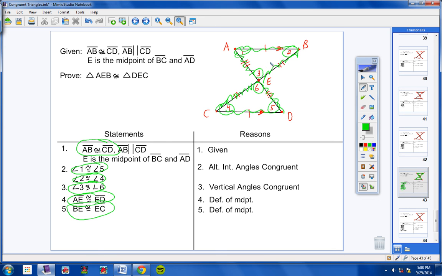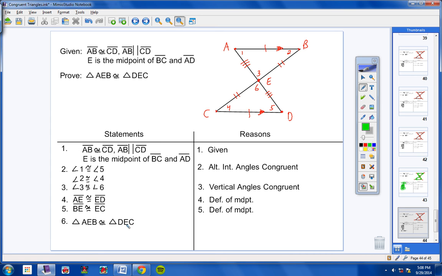But look at this. I stated in my proof that all three sides in this triangle are congruent to all three sides of this triangle. And I also stated that all three angles in this triangle are congruent to all three angles in this triangle. And here they are. 1, 2, 3, 4, 5, 6. So I stated that all 6 parts of this triangle here are congruent to all 6 parts in this triangle. Thus, I can state that triangle AEB is congruent to triangle DEC.